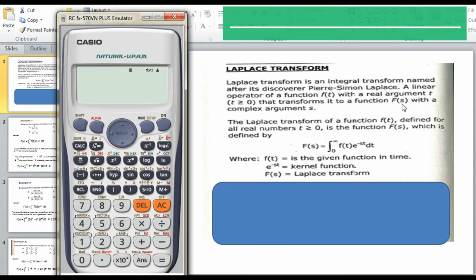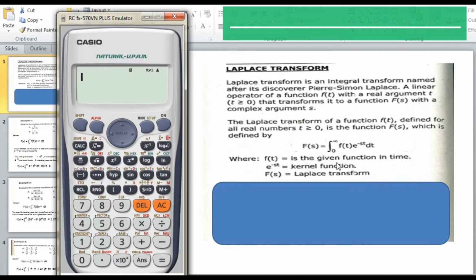The Laplace transform of a function f of t defined for all real numbers t greater than or equal to 0 is the function F of s, which is defined by F of s is equal to the integral of f of t multiplied by e to the negative s t dt, with the lower limit 0 and the upper limit infinity, where f of t is the given function in time, e to the power of negative st is the kernel function, and F of s is the Laplace transform. So don't forget to remember this formula guys.